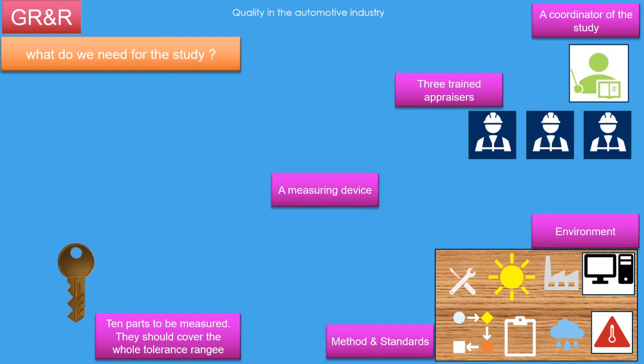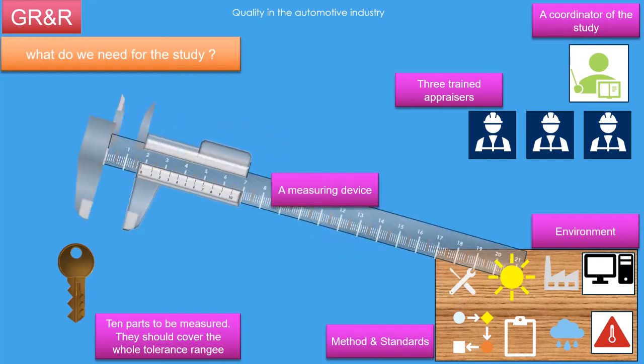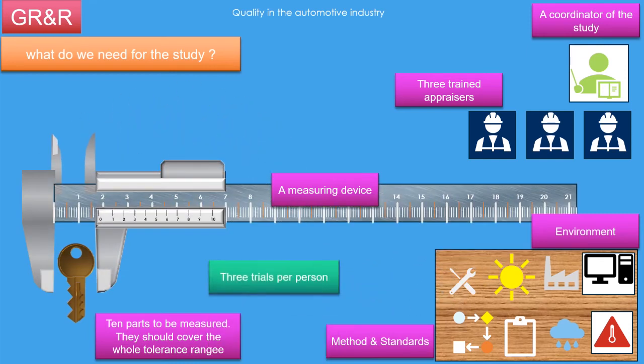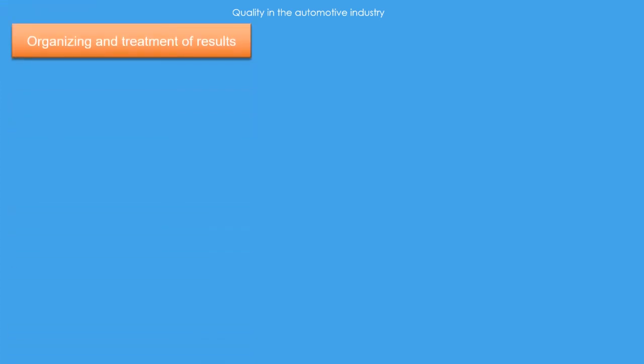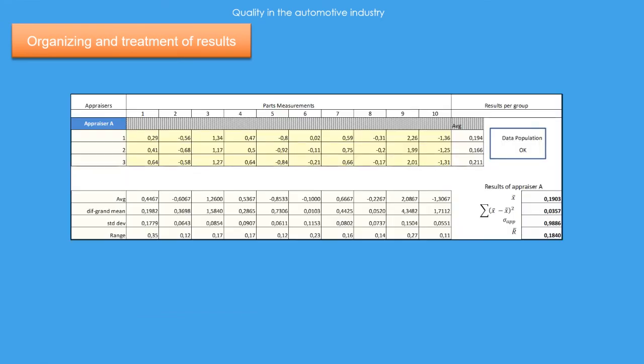We also need a measuring device. And once we have everything, we need to repeat the set of measurements 3 times. That means every appraiser will measure the parts 3 times. Once the measurements are made, the coordinator organizes the information in a matrix and makes the calculations.